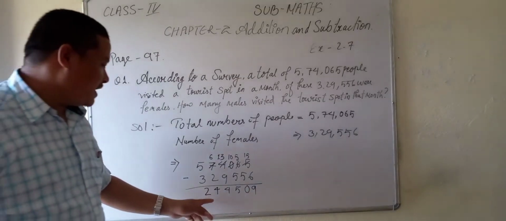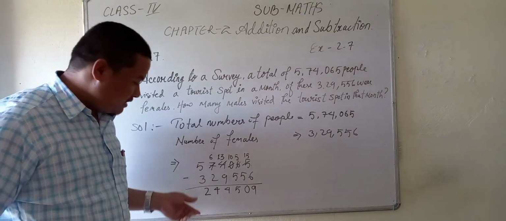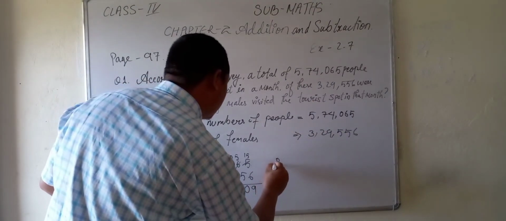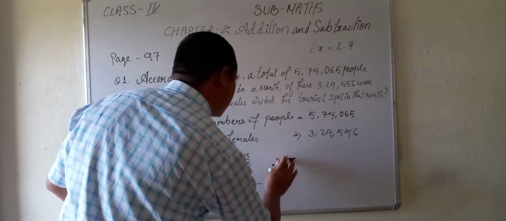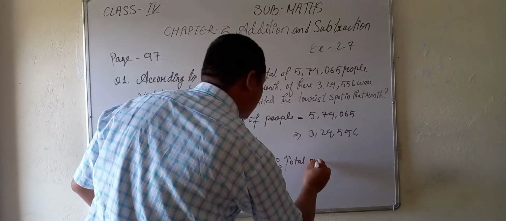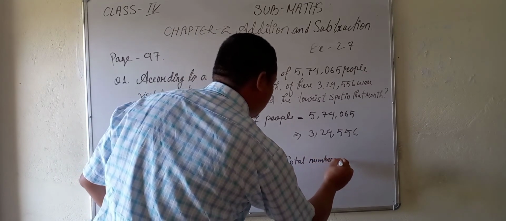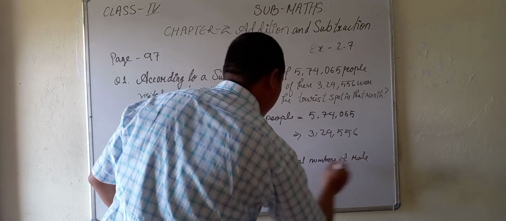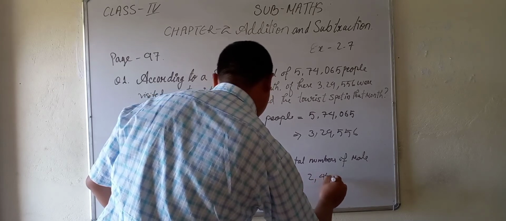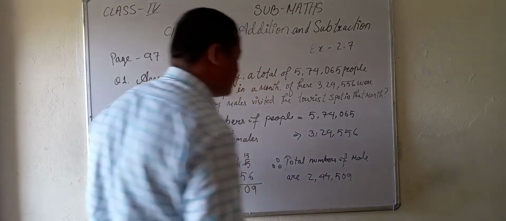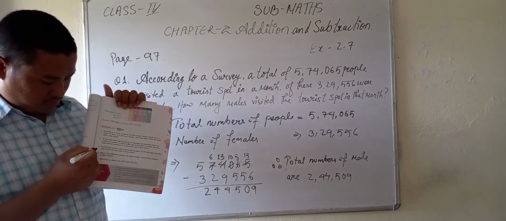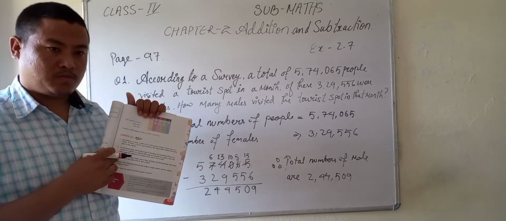So 2,44,509. This is the number of males. Therefore, the number of males is 2,44,509. In this way you try questions number 2, 3, 4, 5. You practice at home.